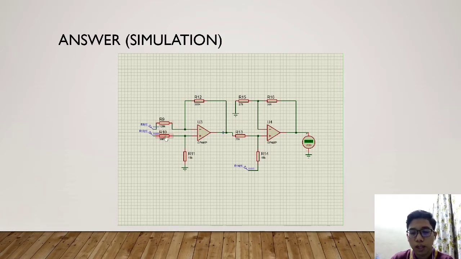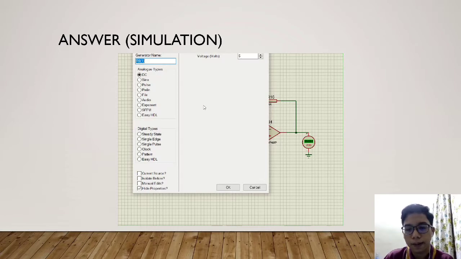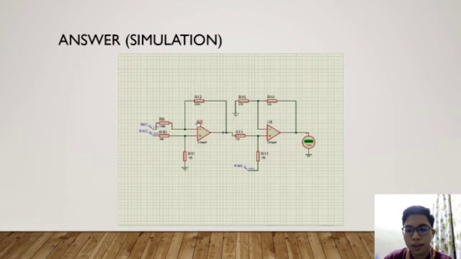After simulating, we can see that the result is negative 10 volt, which is the same as the calculation or theory method. Hence, this result is acceptable.